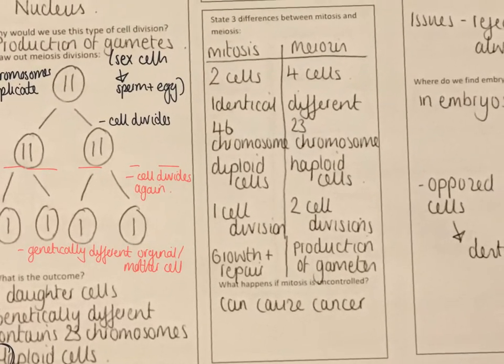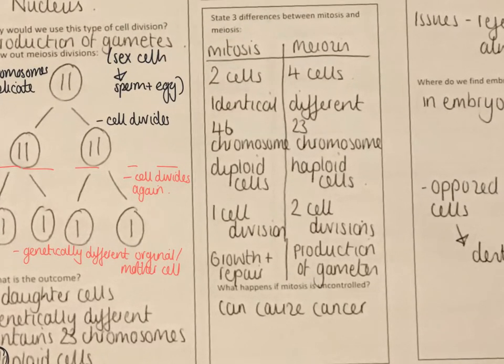Then we've got the differences between mitosis and meiosis. I went for more than 3 because, depending on what you have, these are the ones that I've got. In mitosis, we produce 2 daughter cells. In meiosis, we have 4 daughter cells produced at the end. The daughter cells in mitosis are genetically identical, they match and they are the same as the mother cell, whereas in meiosis, those cells are genetically different to our original cell.